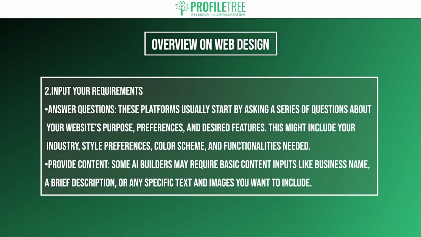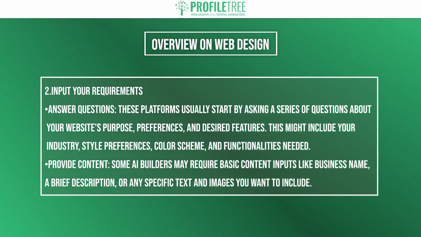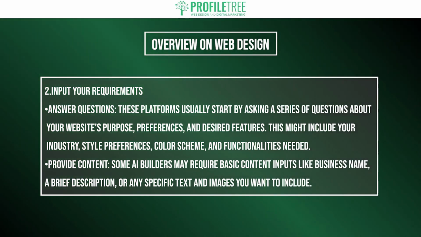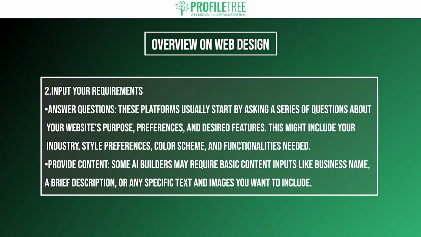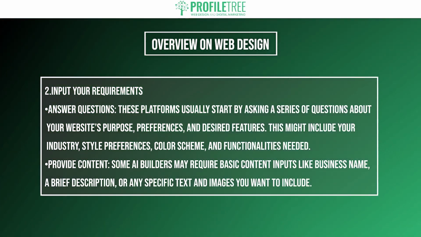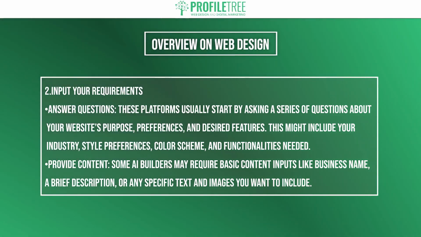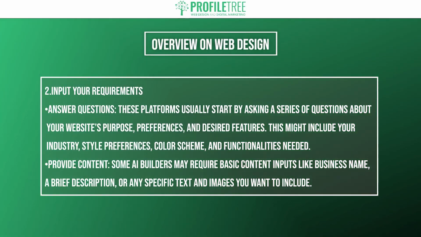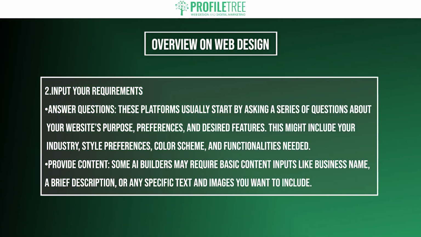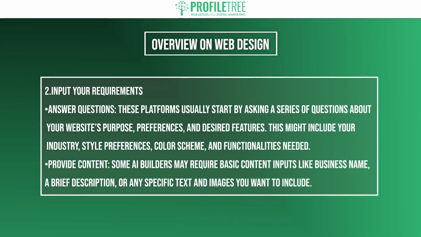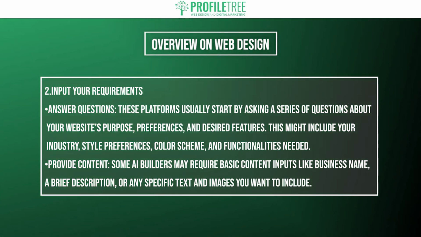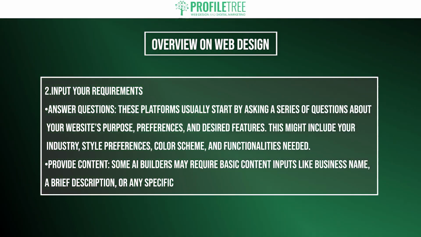So some AI builders may require basic content inputs. That could be your business name. That could be a brief description of what you do as a business or as an individual. It doesn't have to be a business. And it'll probably ask you for some information as well, like contact information. Are you going to use a business email? Are you going to use your personal email? Do you want to add in your number? Where are you located? Where's your business located? Do you have a physical store? Do you have a non-physical store? So there are plenty of different options. Each website builder is going to be different in terms of creating the actual website using AI.